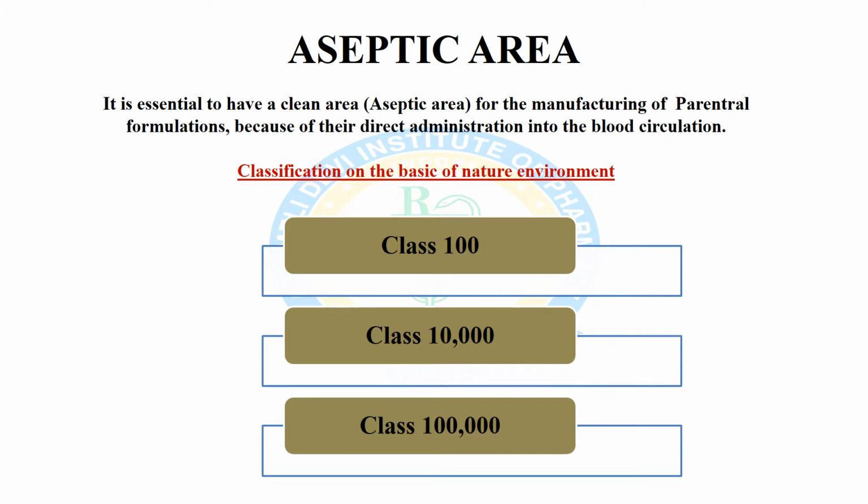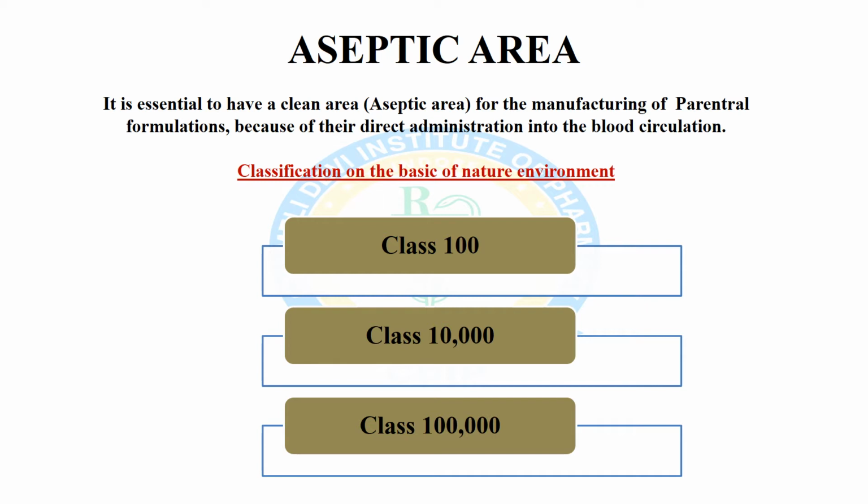So what is an aseptic area? It is essential to have a clean area, that is, an aseptic area, for the manufacturing of parenteral formulations because of their direct administration into the blood circulation. It is an entirely sealed area from the outside atmosphere to keep the aseptic environment free from physical and biological contamination.